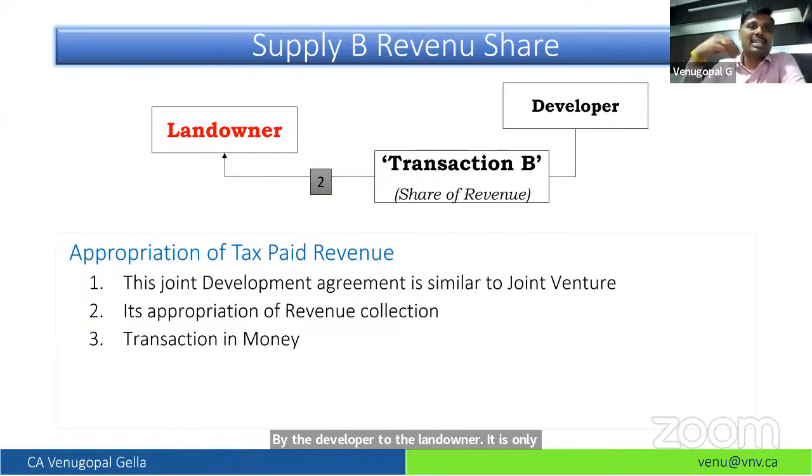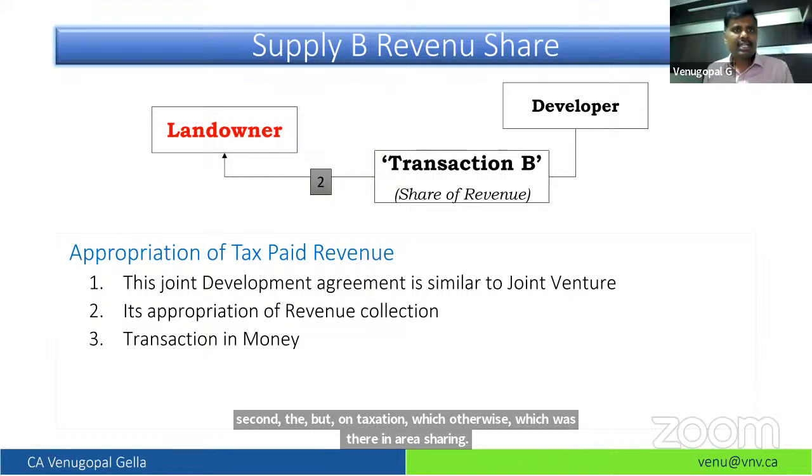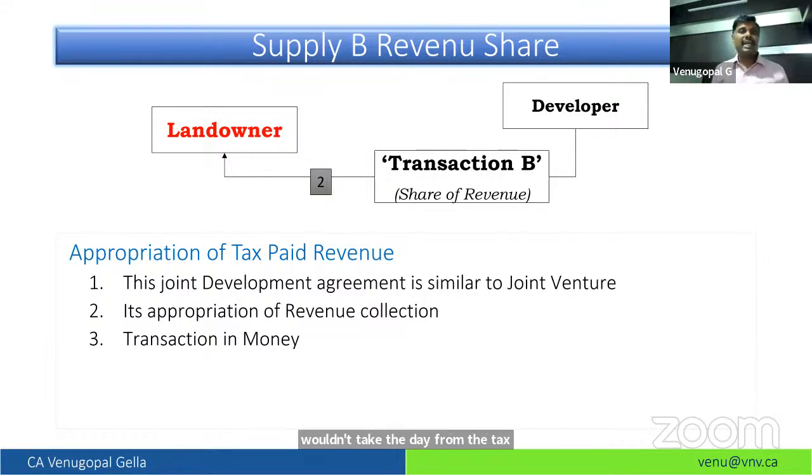So the landowner is selling the development right and he is getting the money. That's all. The landowner is selling the development right and the developer is buying it by way of revenue share. That's how you can treat it. Since it is money that is received by the landowner, which is a tax-paid thing, it's an appropriation of revenue. There will not be a second limb taxation, which was there in area sharing. Now you may say that, okay, if that is the case, wouldn't the area sharing be better from the tax perspective?